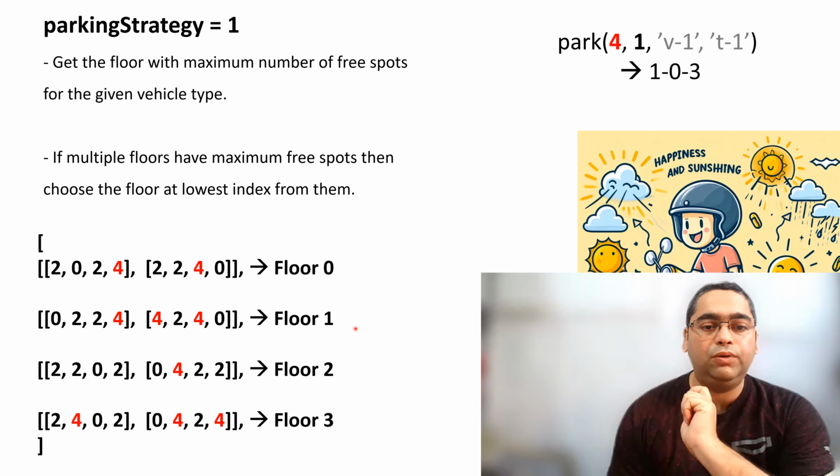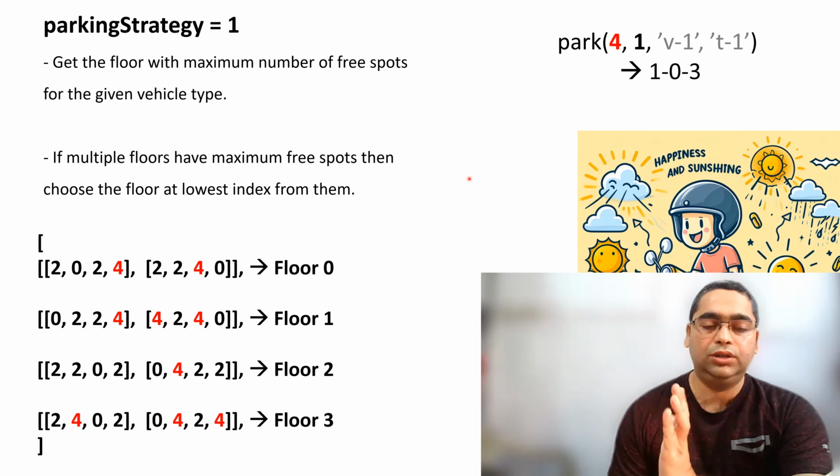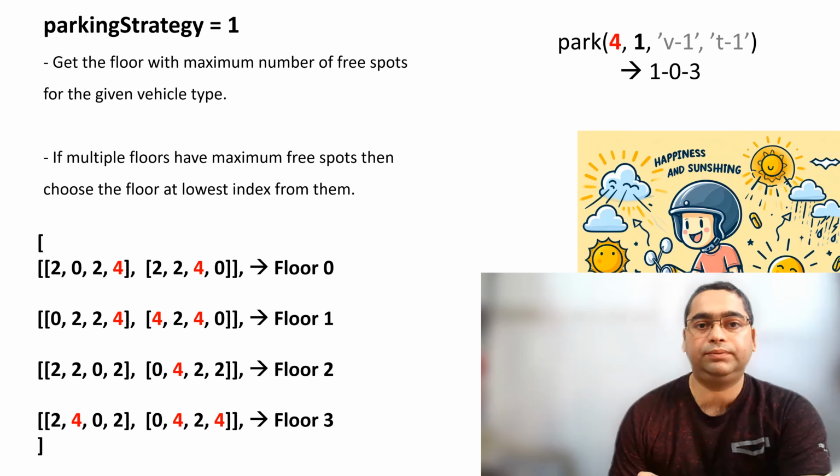So floor 0 and floor 2 are rejected because they already have fewer parking spots. Floor 1 and floor 3 both have three four-wheeler parking spots. Now we will choose floor 1 because it comes before floor 3. And finally, we will choose the first available four-wheeler parking spot. So the final answer will be floor 1, row 0 and column 3. So this is how parking strategy 1 should assign the parking spot.